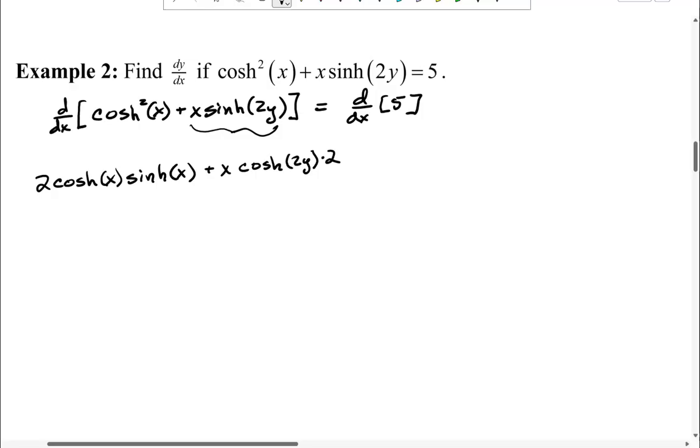Chain rule gives us that 2 when taking the derivative of 2y, and of course we need our dy dx here. Then we're going to add to that the second function, which is our hyperbolic sine of 2y, times the derivative of the first function, which was x. That derivative is just 1. And on the right-hand side, we get 0. Now we just need to isolate dy dx.